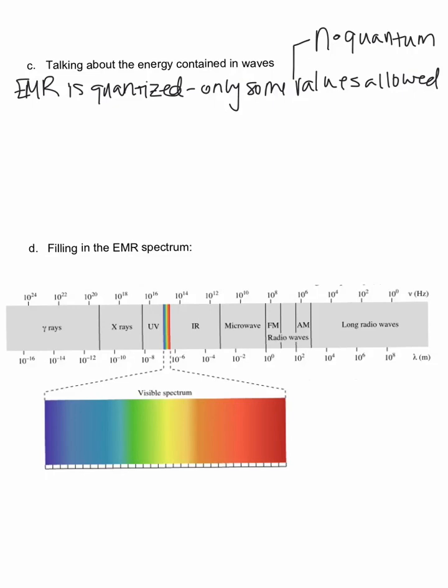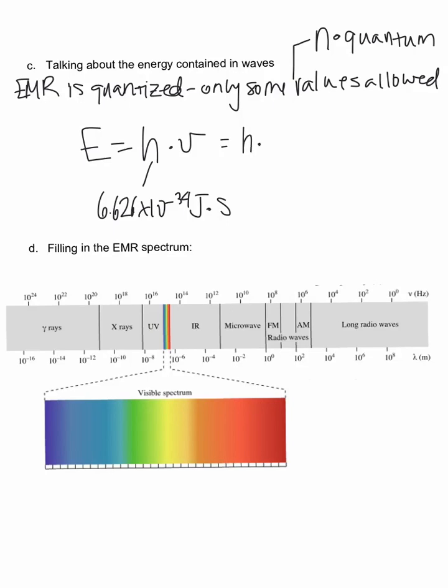Planck related that the energy contained in a wave was equal to Planck's constant, h, or 6.626 times 10 to the negative 34 joule seconds, multiplied by the frequency of the wave. We can also relate the energy of the wave to its wavelength. If we go back to the first equation we learned and swap in c over lambda for the frequency, the energy of the wave is equal to Planck's constant times c divided by lambda.